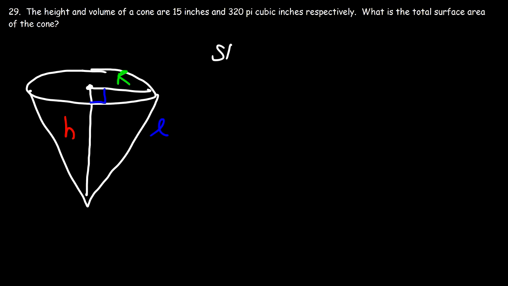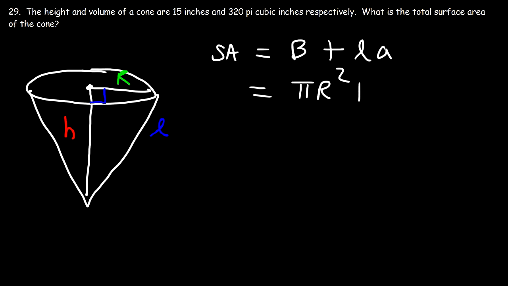Now the surface area, the total surface area, is going to be the area of the base plus the lateral area. So the area of the base is basically the area of the circle on top, which is pi r squared. That's the area of a circle.